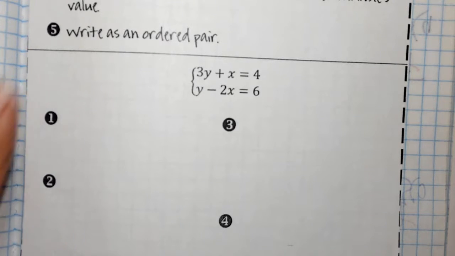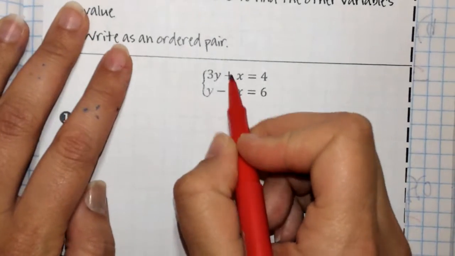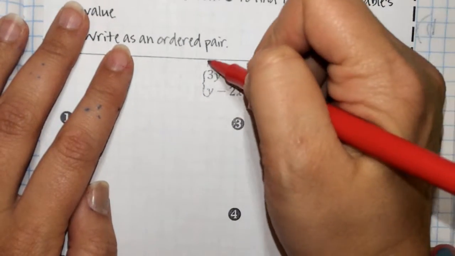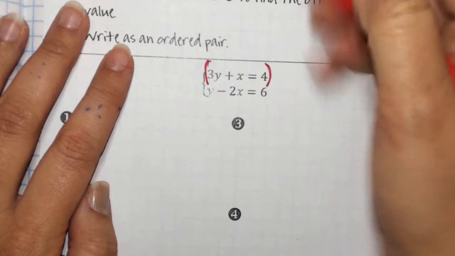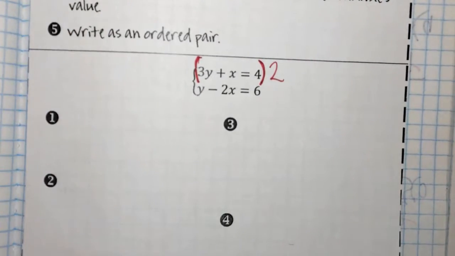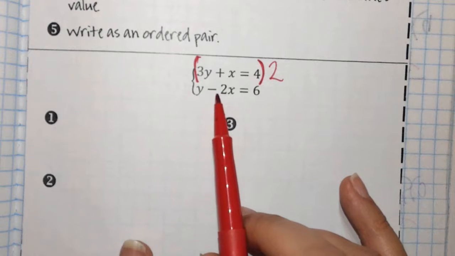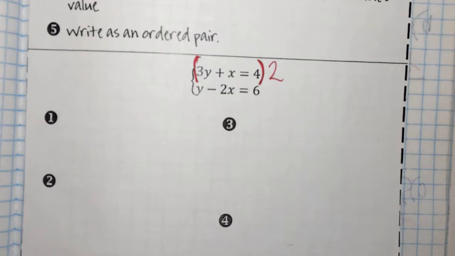All you have to do is take the number in front of the variable you want to eliminate and multiply your other equation by that number. So we're going to multiply the top equation by 2. The reason we picked 2 is because this number right here is 2, and we want to be able to eliminate x. Does everybody understand?